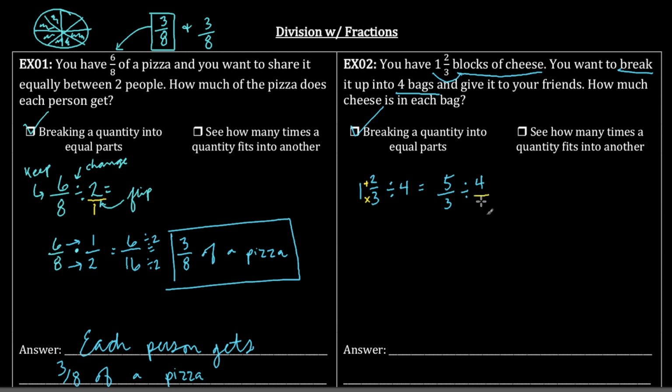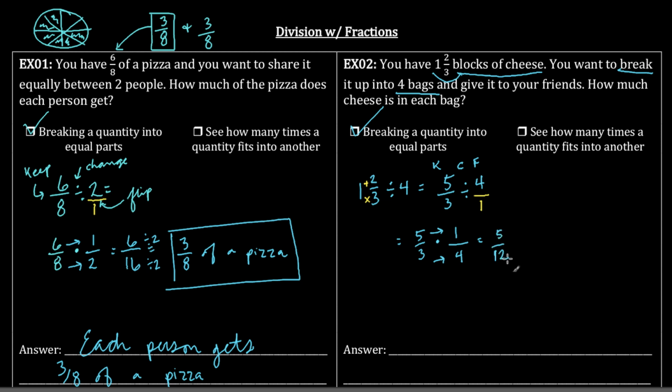Don't forget that it may be useful later. We're going to put this over 1, 4 wholes. And we're going to keep, change, and flip because we are dividing. So we're going to keep the 5/3. We're going to change the division to multiplication, and we're going to flip the 4 wholes into 1/4. Now we just multiply. That's 5 over 12.